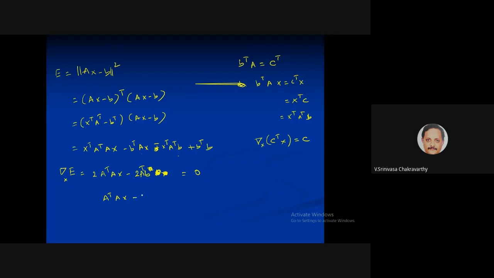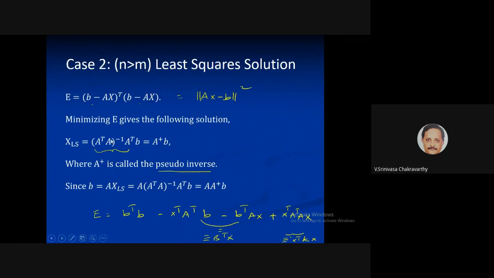So minus 2 A transpose b, and this is equal to 0. So x is equal to (A transpose A) inverse A transpose b. So this is the answer. So this is the least square solution for this problem, where n is greater than m, and the number of equations is more than the number of unknowns.